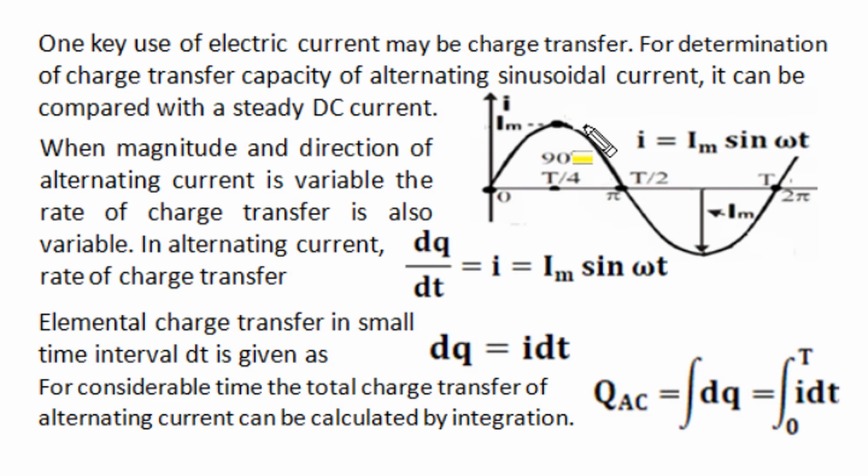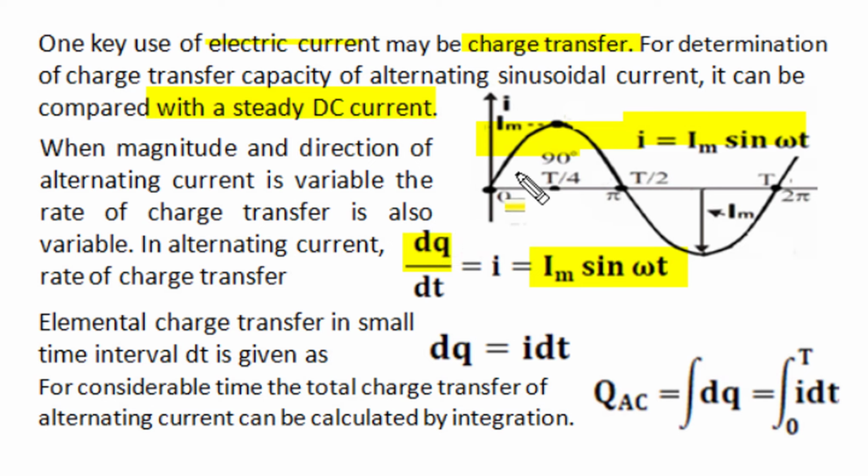In direct current circuits, one key use of electric current may be charge transfer. Now for determination of charge transfer capacity of alternating sinusoidal current, which has time varying both magnitude as well as direction, we have to compare this alternating current with a steady DC current. When the magnitude and direction of alternating current is variable, the rate of charge transfer per unit time also varies, and it is a sinusoidal trigonometric function of time as Im sin omega t.